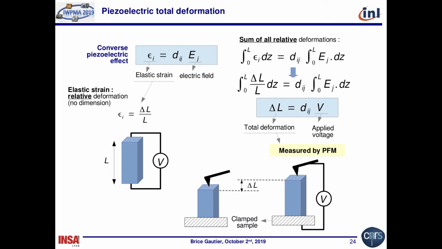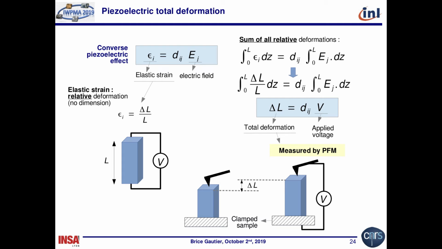If you do exactly the same at the other part of the equation, okay, this one is a constant. Then you have the circulation of the electric field. You have the integral of the field, the electric field, along the z-axis. This is the voltage. This is the difference of voltage or potential that you apply between the tip and the sample. That means that the total deformation is not proportional to the electric field, but it's proportional to the difference of potential that you impose between the tip and the sample.